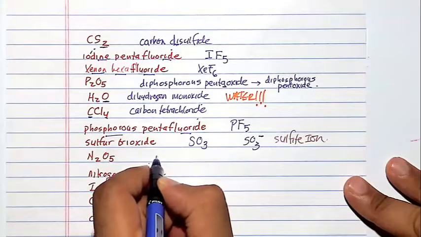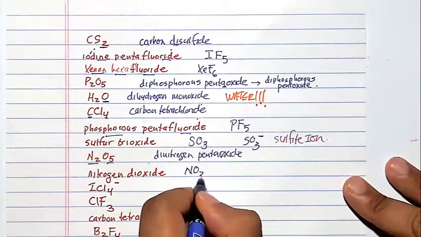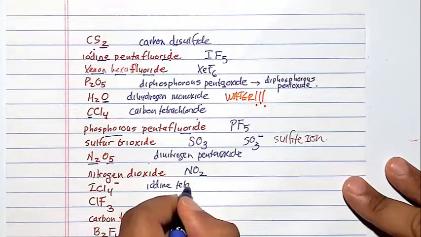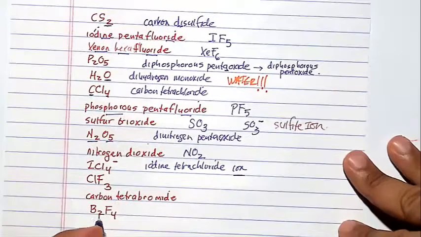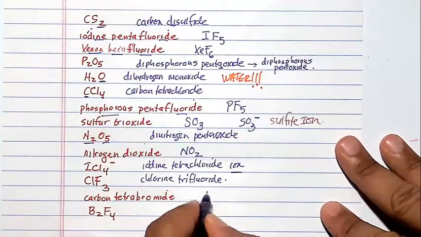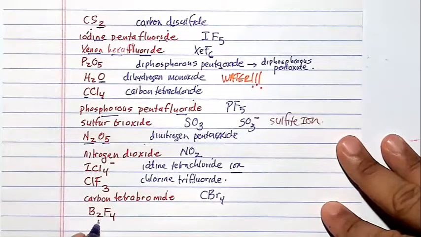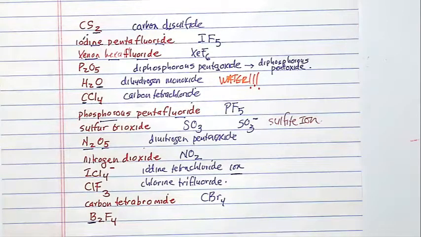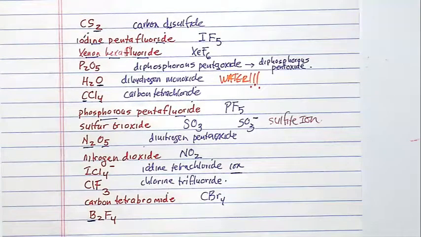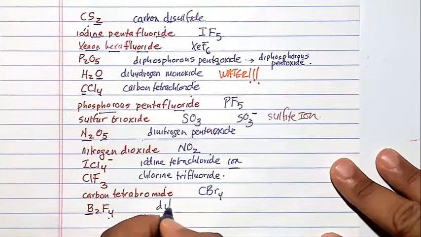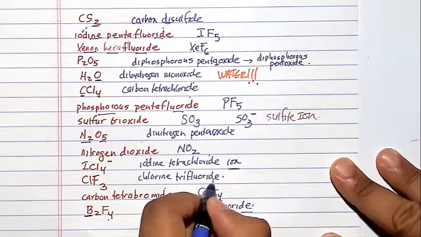N2O5 is dinitrogen pentoxide. Nonmetal with nonmetal. Nitrogen dioxide, NO2. ICl4 minus. So this is an ion. So iodine tetrachloride ion. You add that ion to it because it is an ion. Chlorine trifluoride is this one. Chlorine trifluoride. Carbon tetrabromide, CBr4. And finally, B2F4, it will be diboron tetrafluoride. Now, boron is technically a metalloid, so it's neither here nor there. F is fluorine, that's a nonmetal. It's going to be diboron tetrafluoride.